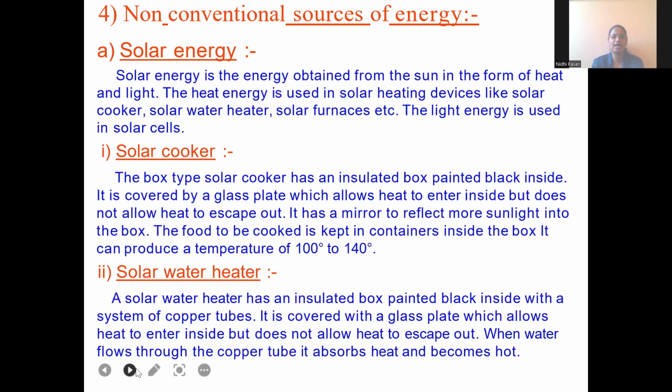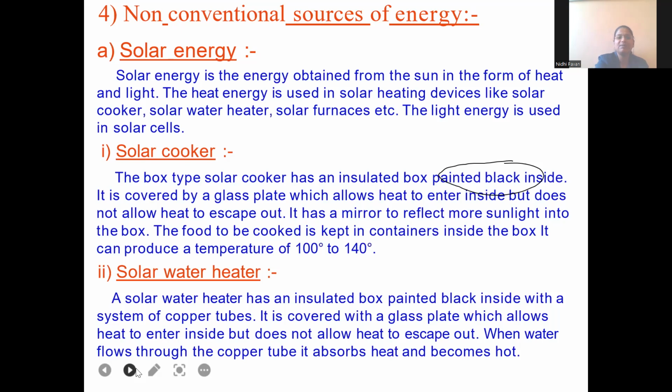The first one is the solar cooker. The solar cooker is box-like. It has an insulated box which is painted black because the black color absorbs more heat. It is covered by a glass plate which allows light to enter inside the box and does not allow the heat to escape out of it.